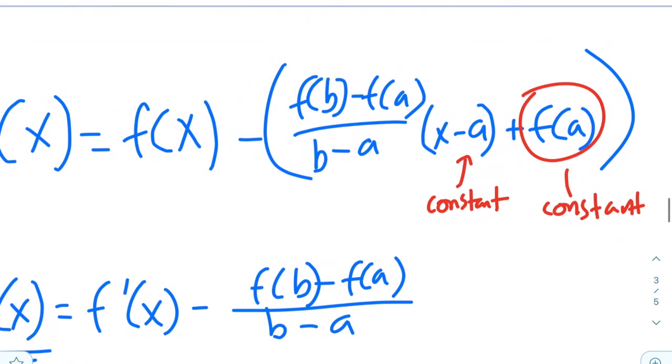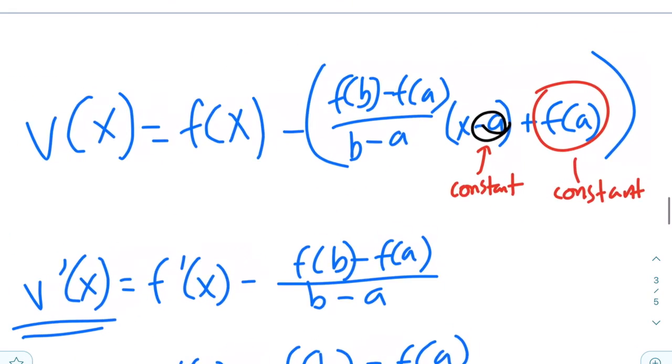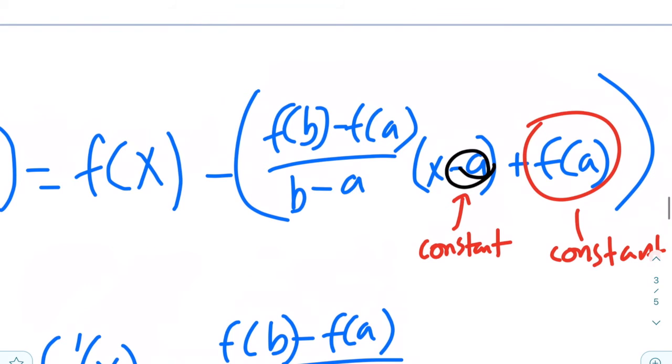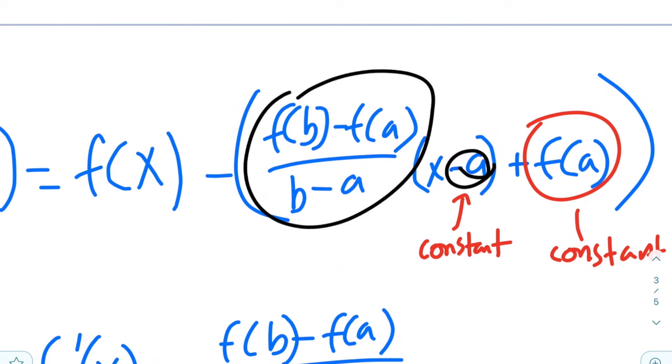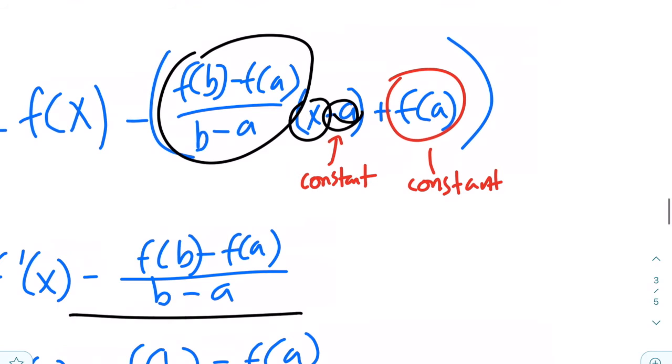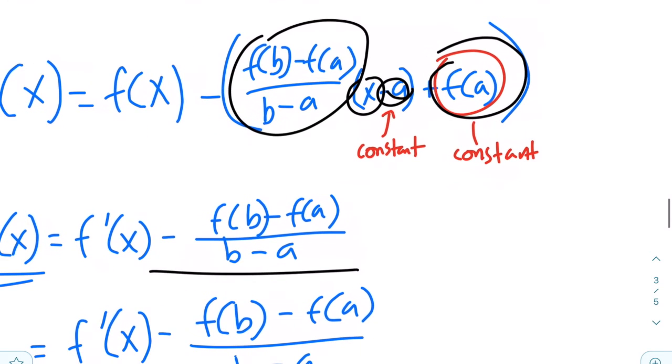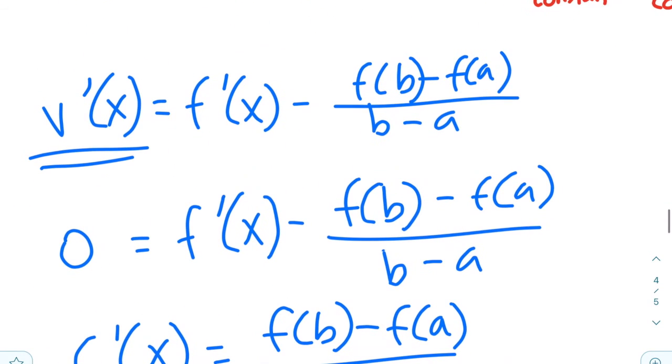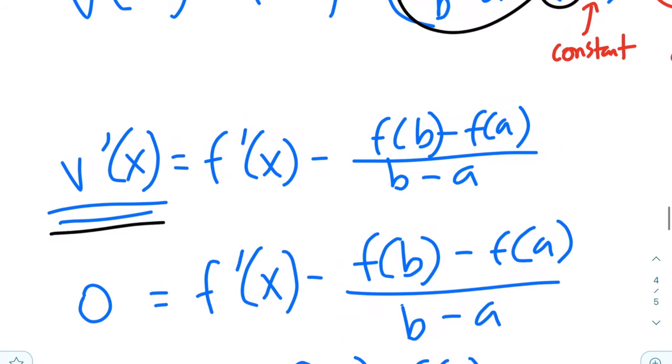So we can kind of ignore a in this case, meaning the derivative of negative this slope times x is just minus this. So we just have this right here. And then because this is a constant as well, any derivative of a constant is going to be 0. So we can just ignore that completely. So now we have v prime of x equals f prime of x minus (f of b minus f of a) over (b minus a).